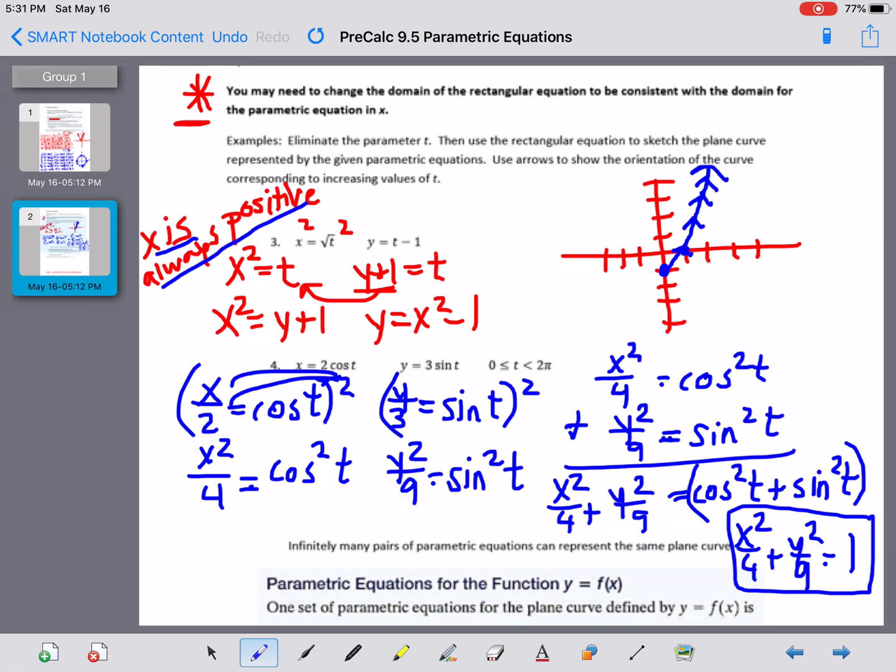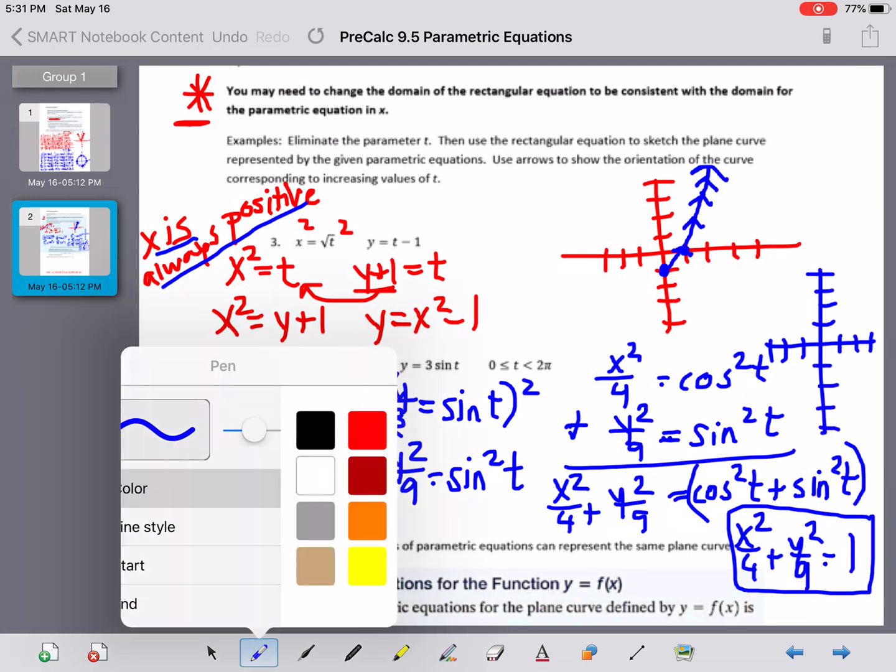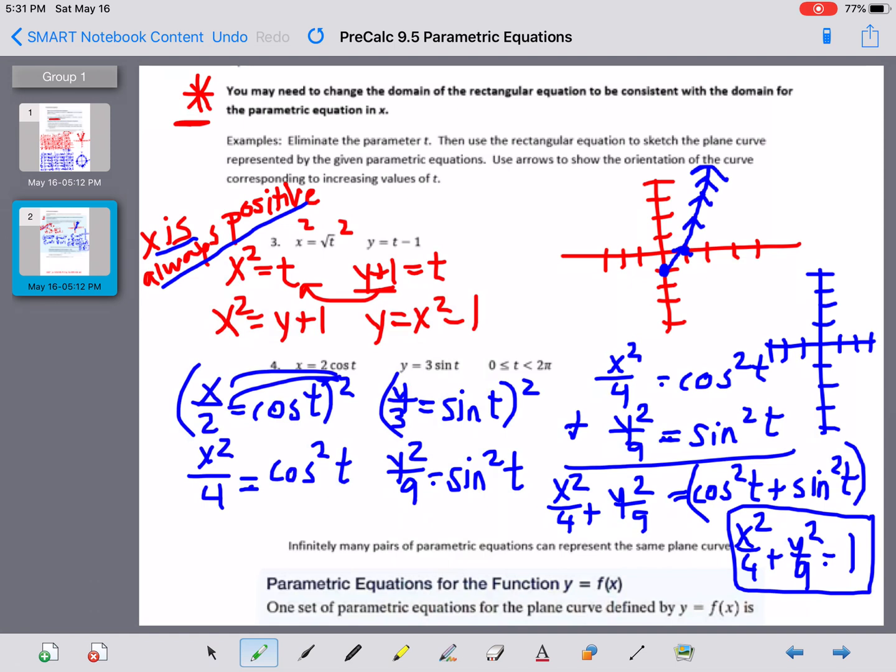So let's get a graph going here. I know I'm not going to have a lot of space, but all right. Thankfully, it gives us some pretty numbers here. Quick reminder on ellipses: a squared is the larger number. It looks like my a squared here is 9, which means my a is 3. Because it's underneath my y, that's going to be my major axis. So I'm going up 3 and down 3 from my center of 0, 0.